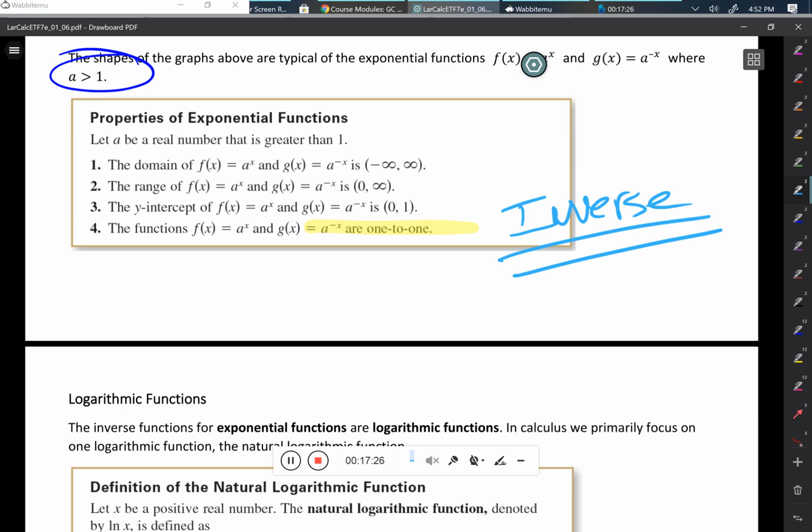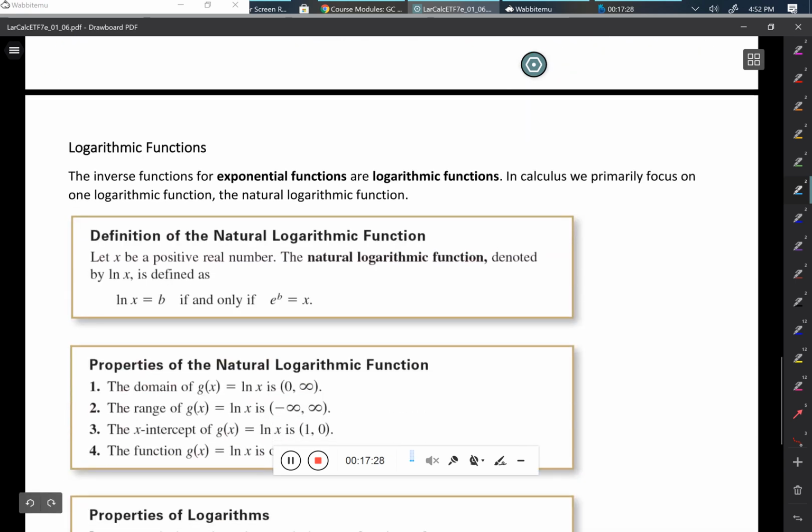And what do you call the inverse of an exponential function? A logarithmic function. So the inverse of the exponentials are logarithmic, and the inverse of the logarithmic are exponentials. Now there are lots of exponential bases, and so that means there would be lots of logarithmic bases. But in calculus, we primarily focus on one logarithmic function that has good properties, I guess I'll say, and we use it because it has those good properties, and that's the natural logarithmic function.